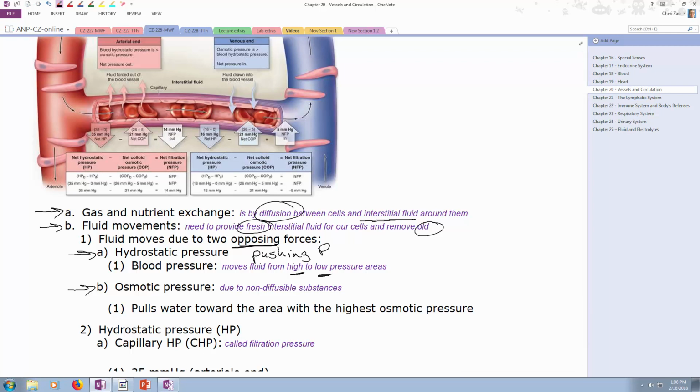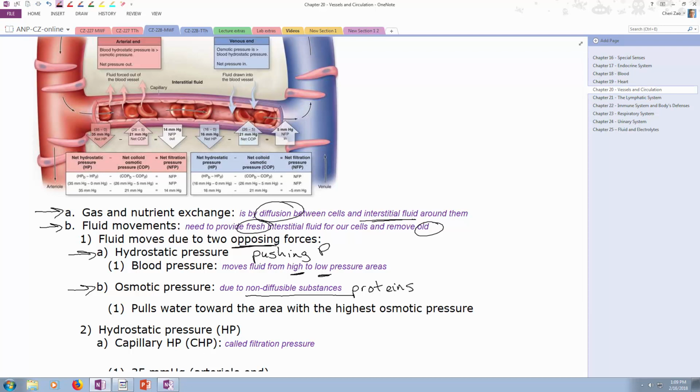Now let's take a look at osmotic pressure. Osmosis, we talked about at the beginning of last semester. It had a lot to do with tonicity and things along that line. So it's particles. And so osmotic pressure is due to non-diffusible substances or particles. And most of the non-diffusible substances that are going to stay in our fluid that's going to help to contribute to osmotic pressure is proteins. Proteins won't be moving across our membrane itself.